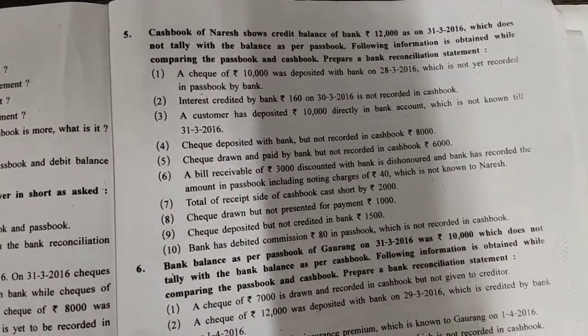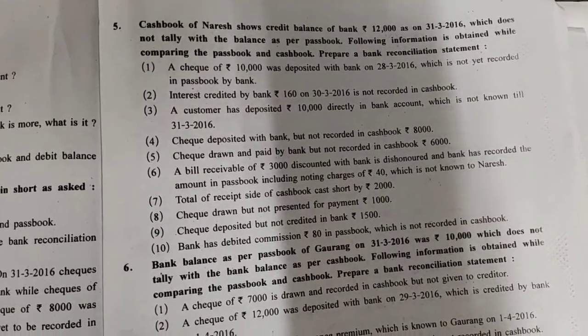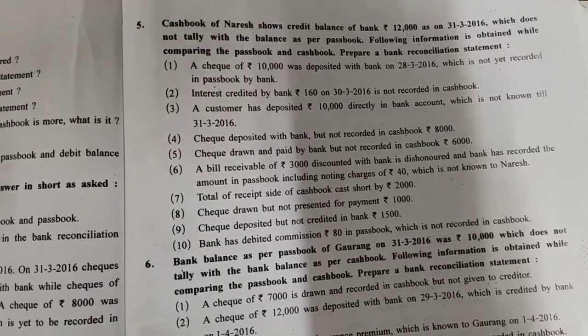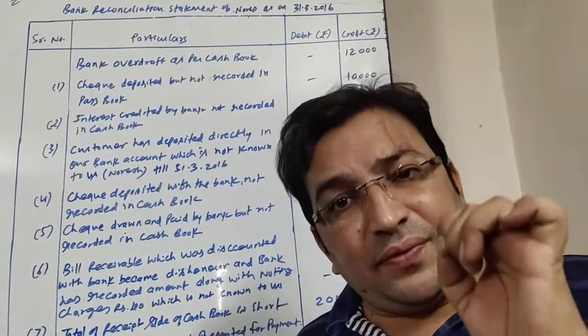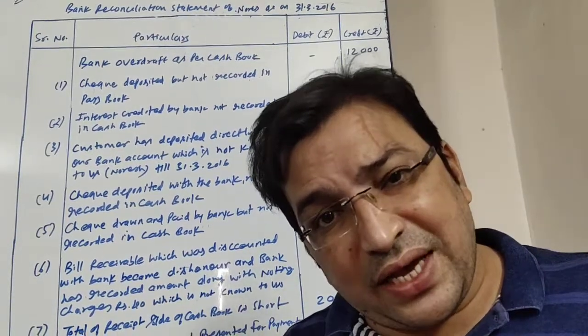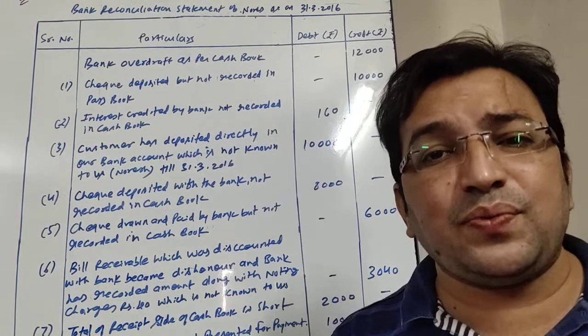Next one, the fifth one, the check drawn and paid by bank but not recorded in cash book rupees 6,000. Check drawn and paid by bank, that means they want to tell us that we have drawn a check which is paid by bank but it is left to be recorded in cash book.